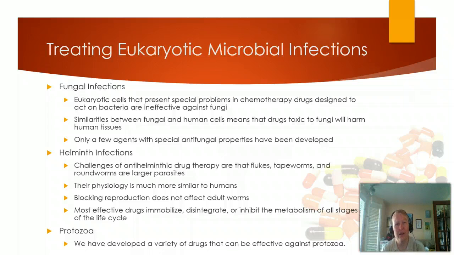Now, your book goes into a lot of discussion about specific drugs and all the stuff that we can use for fungal, helminth, and protozoa infections. But what I really want you to take home from this slide is that these infections are just hard to treat because they can damage our organs a lot. So it's really important that we find specific agents that help us prevent the infection of these microbes, but don't damage our tissues too much.